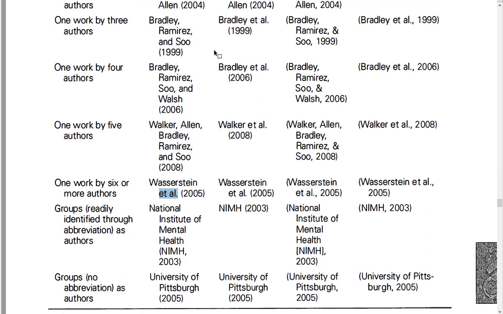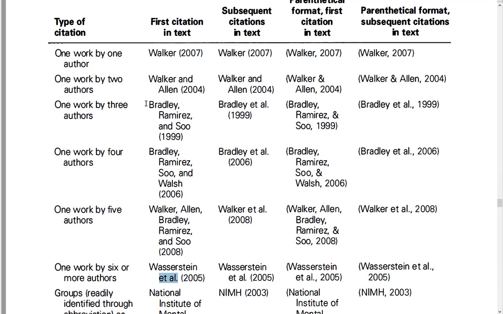Now, go back and let's look at this one here that only has 3 authors. The very first time you do it, you'll write out all the names. So for the most part, most of the time, for most sources, unless it has 6 or more authors, we always list out all of the authors the first time we cite it. After that, then we actually start using that et al.